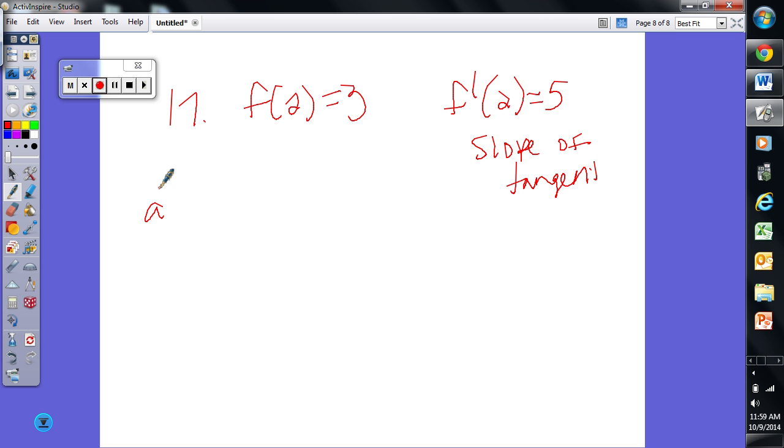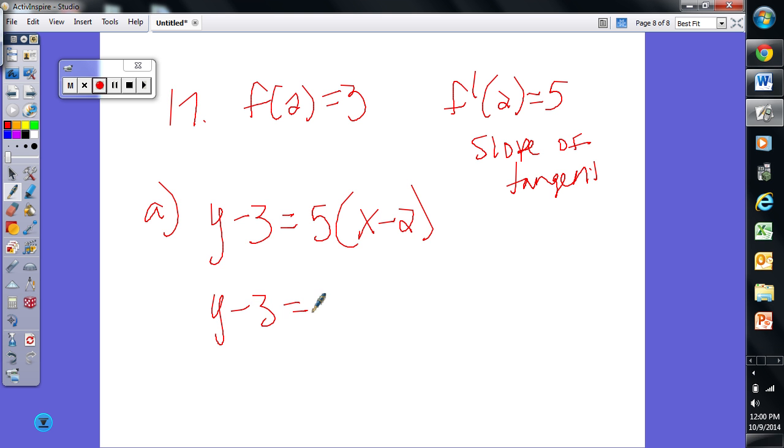So if we want to write the equation of the tangent line, okay, so we want to find the equation of the tangent line. So we're going to do y minus 3, because that's the y value when x is 2, equals the slope, which is 5, times x minus 2. There's your equation. The equation of the normal line would just be y minus 3 equals negative 1/5 times x minus 2. Just flip the slope and make it negative.